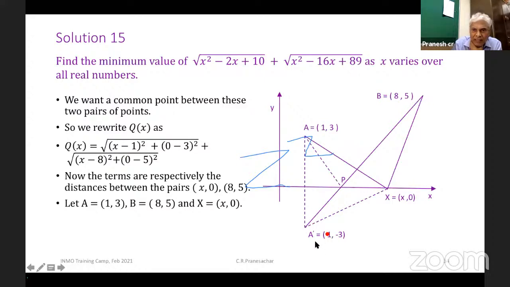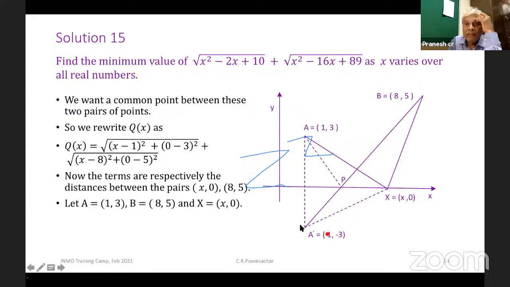Let the reflection be A dash, which is (1, -3). You join A dash and B to intersect the x-axis at P. Now we will prove that AP plus PB is the minimum of all values of AX plus XB. How do you prove that? Since the x-axis is the perpendicular bisector of AA dash, because A dash is the reflection, any point on the x-axis will be equidistant from A and A dash. Therefore, AP plus PB will be equal to A dash P plus PB, but that's a straight line. Therefore, it is A dash B.